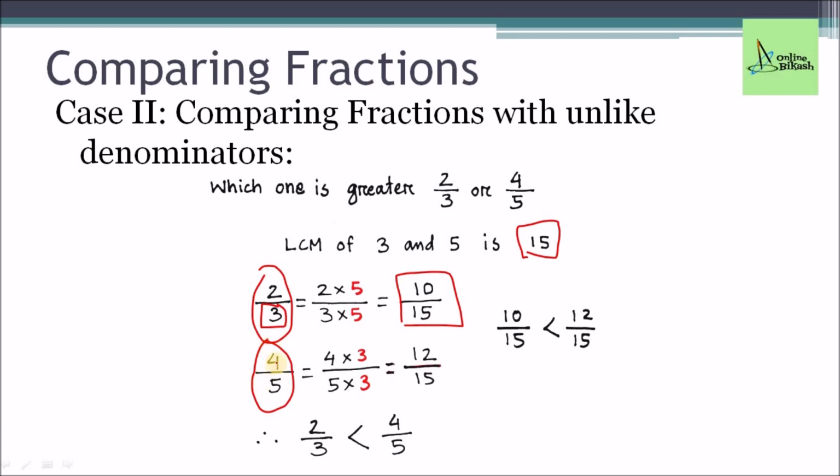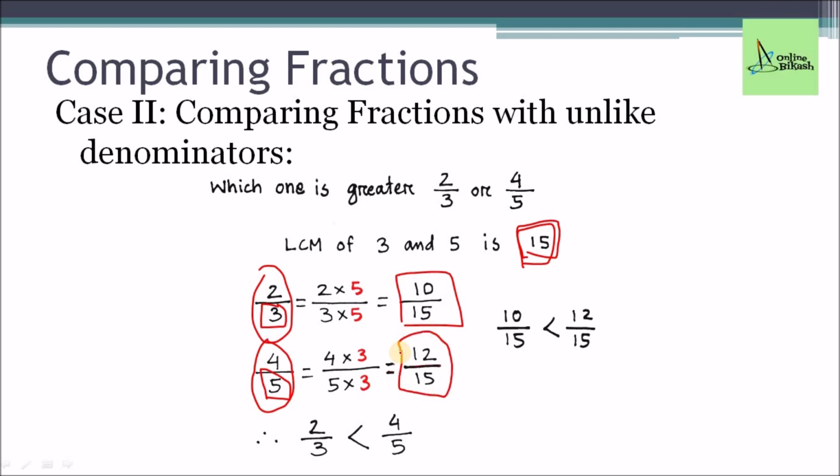Next, 4 by 5. Come to this fraction 4 by 5. Here the denominator is 5. Now you have to decide what you will multiply with this 5 to get 15, that means the LCM, and you will say 3. So that 3 you multiply with both numerator and denominator, so you will get this fraction 12 by 15.